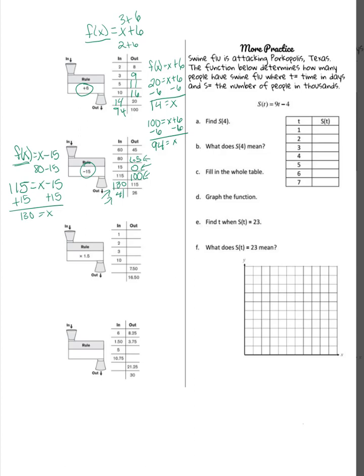On the third table, the rule is a little different. Instead of adding or subtracting, we're now multiplying. So our x value is going to be multiplied by 1.5. So try that on table number 3, hit pause, and then check your answer in a moment.